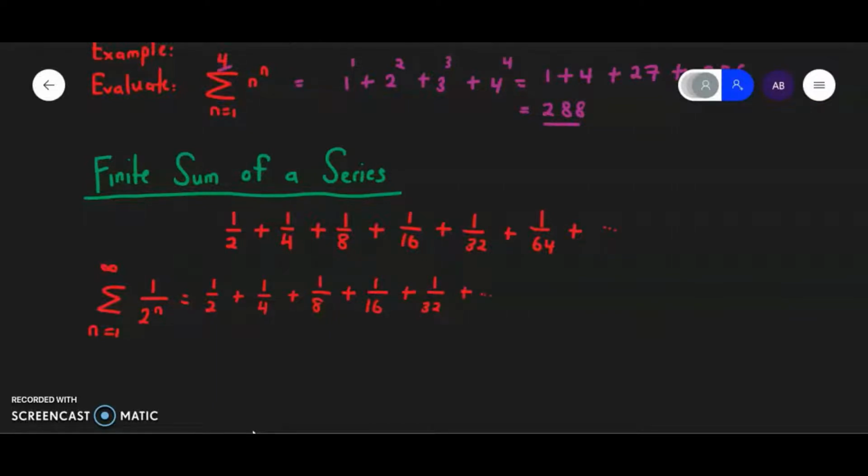But what is the finite sum? In order to find the finite sum, there's something else you need to know, which is called the partial sum. Partial sum. So meaning, what will be the last value here?